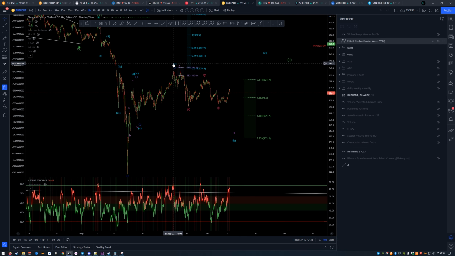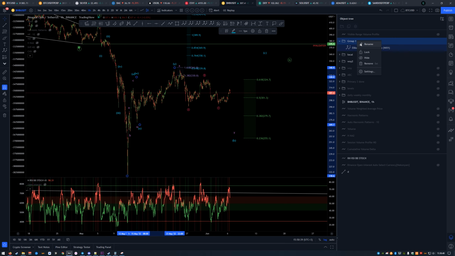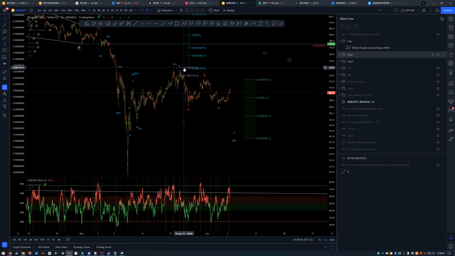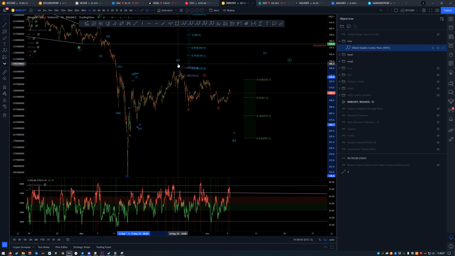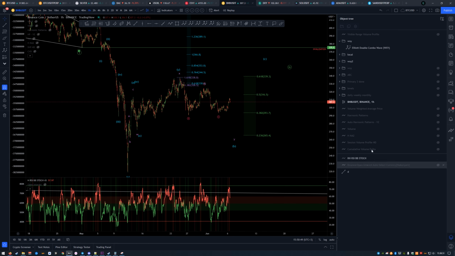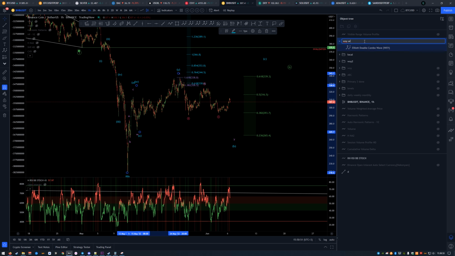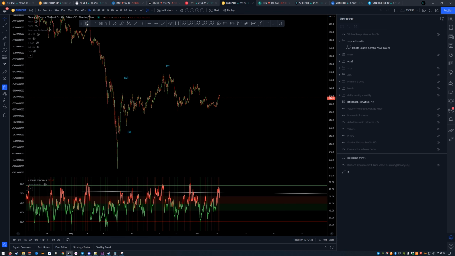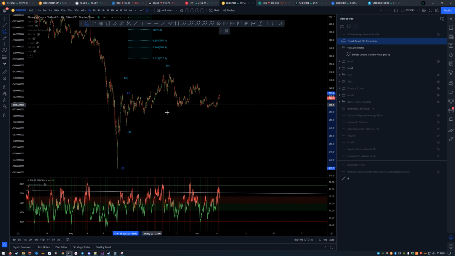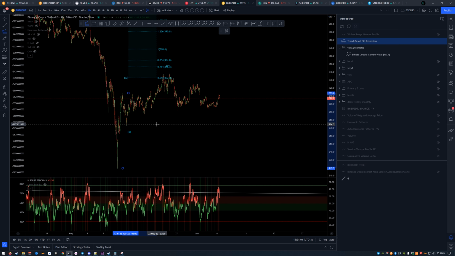Of course, we could have this as a completed WXY. At that point, we would be looking at this as some kind of start of something else. For that to happen, we would have to go to arithmetic. Let me label that. So arithmetic here, and at that point we can see that we have met the minimum target here for the 0.618.